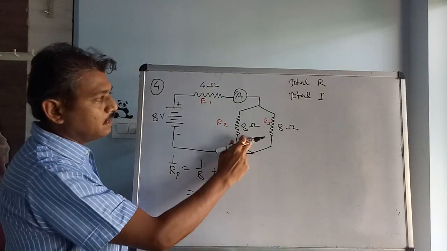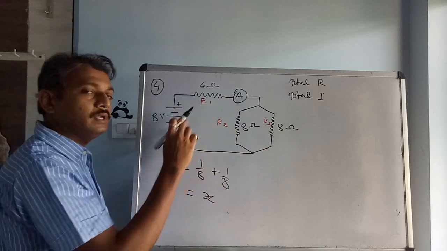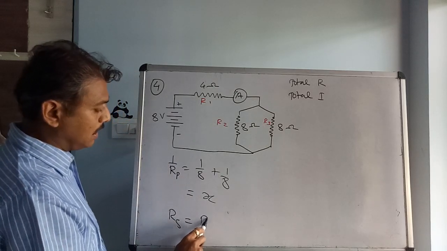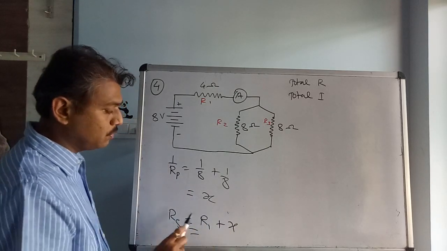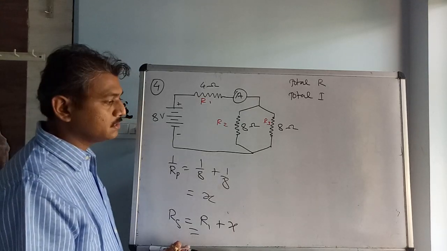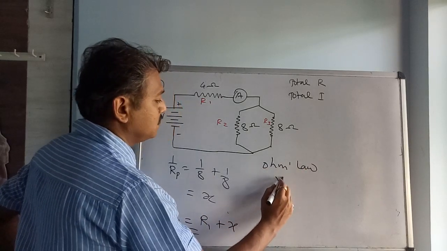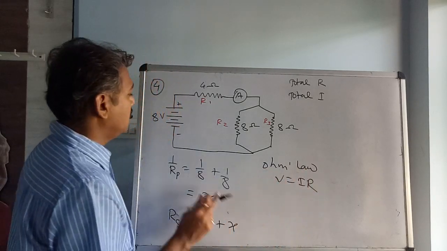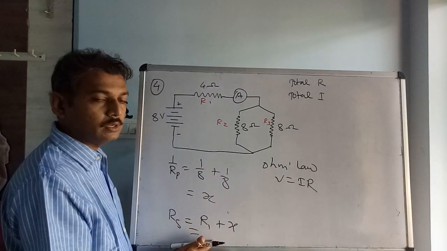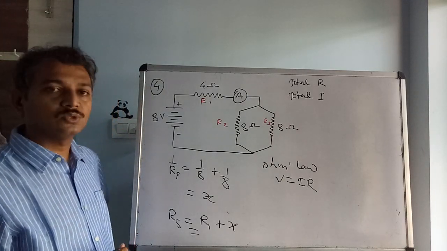After getting this answer, you can see then this combination and this R1 is in series with each other. So you will get Rs is equal to R1 plus X. You will get total resistance. After getting total resistance, applying Ohm's law, V is equal to IR. As you know, V is 8. Total resistance you will get from here. In this way, you can calculate total I. Okay, this was the fourth.